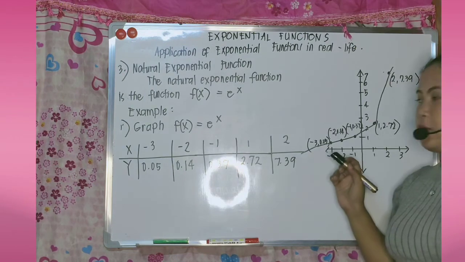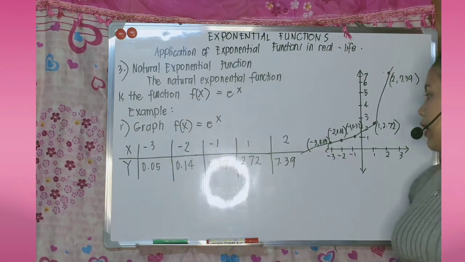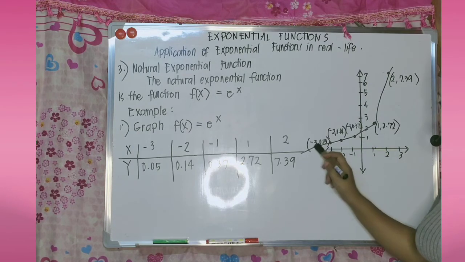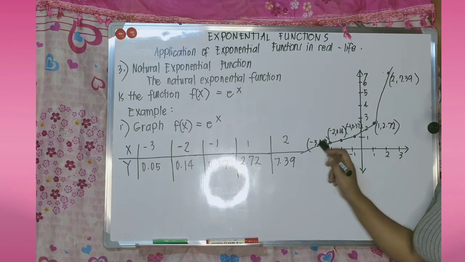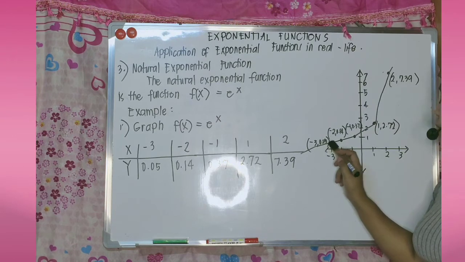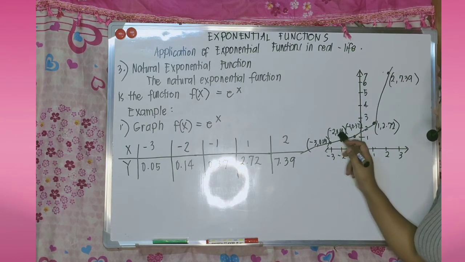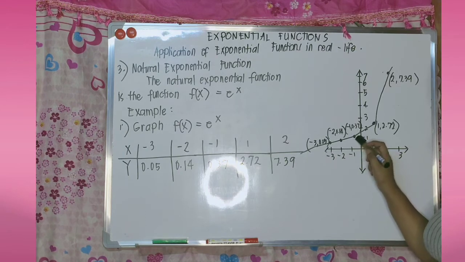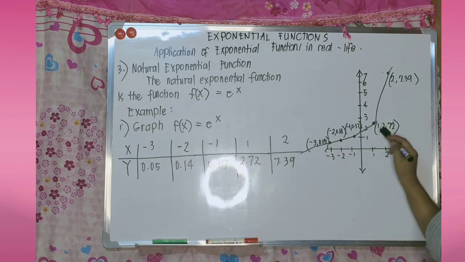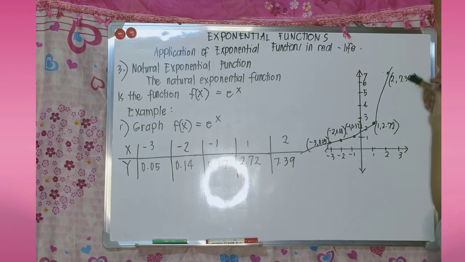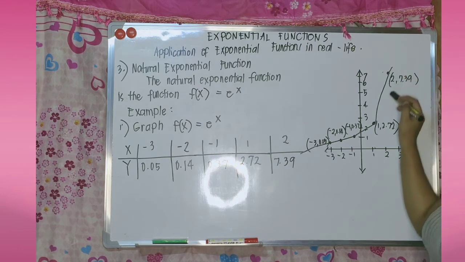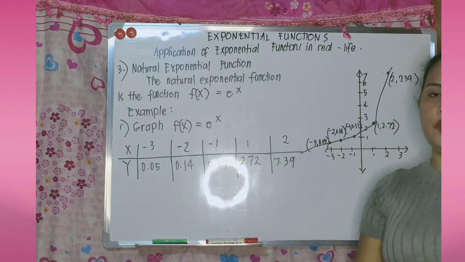Then, i-graph na po natin siya kasi nga hahanapin natin is graph. So, again, estimate tayo na nandito yung 0.05. So, ayan, negative 3, 0.05, then negative 2, 0.14. So, dyan siya nakalocate. Then, negative 1, 0.37, tapos 1, 2.72, and then 2, 7.39. So, after nyan, i-connect natin siya with a smooth curve, yung kanina, okay?